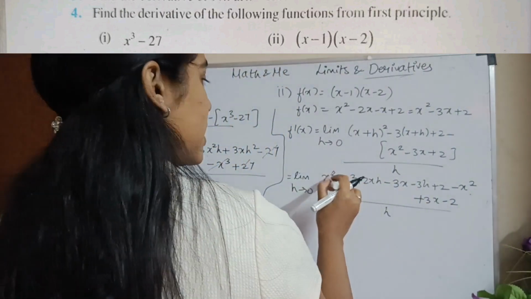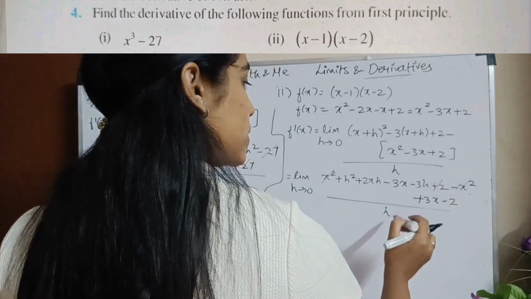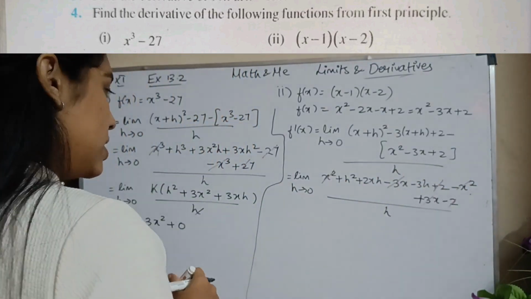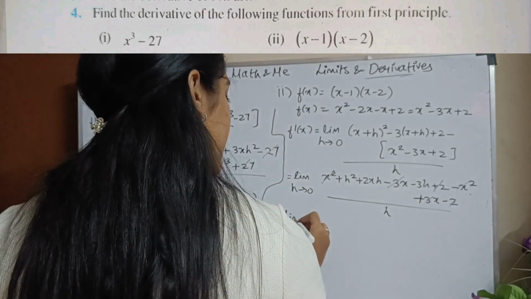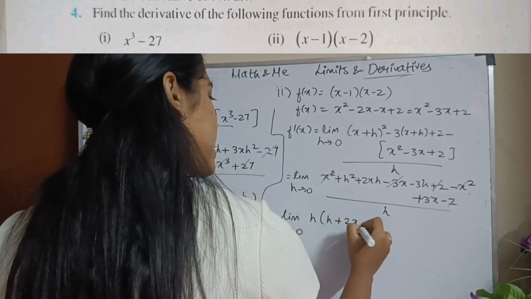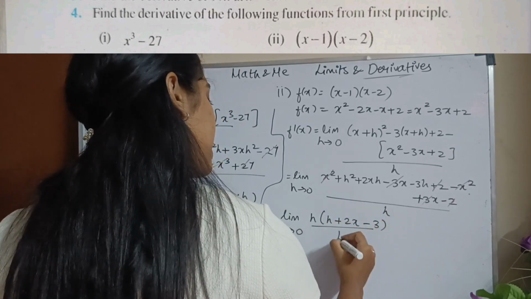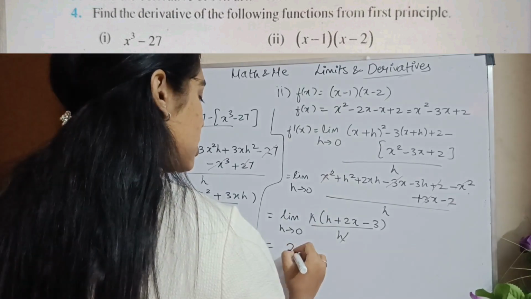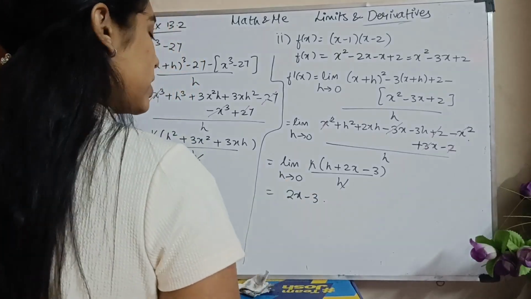So x square and x square will get cancelled. Minus 2 and plus 2 will get cancelled. Minus 3x plus 3x. So I only have the terms that are dependent on h. Correct? Now if I take h common, I have limit h tends to 0 of h times h plus 2x minus 3, divided by h. h and h cancel. And I substitute the value of 0, I'll be left with 2x minus 3. Okay?